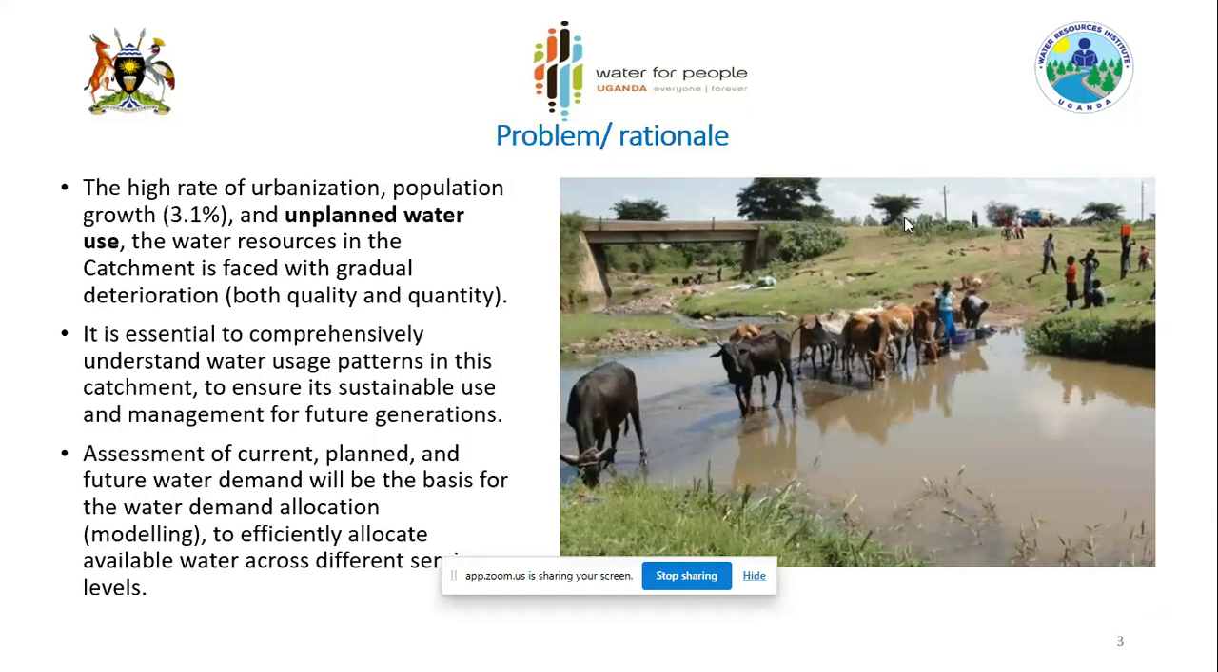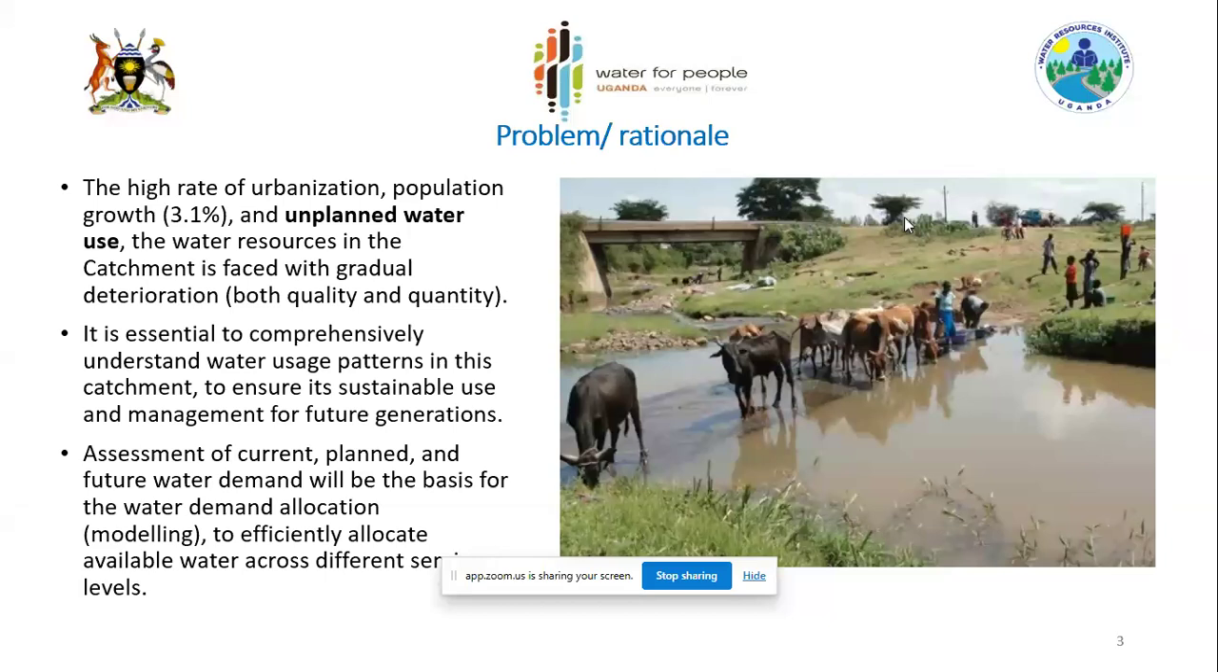So we are seeing a problem that there's a very high rate of urbanization and population growth, which is about 3.1% averagely in the Mpanga catchment. But we also identify the influx of refugees in the region, in the districts of Chenjojo and others. And these have all put stress on the water resources. And when you couple this with the unplanned water use, it has led to the gradual decline of both the quality and the quantity of the water resources in the Mpanga catchment.